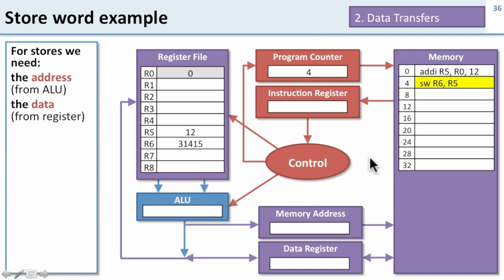So we're on instruction 4, which is store word. The ALU is going to do the same thing it did for load word. It's going to pass through, and what's it going to pass through? Well, the register that tells us where to store it. In this case, R5. We'll use that as the address.